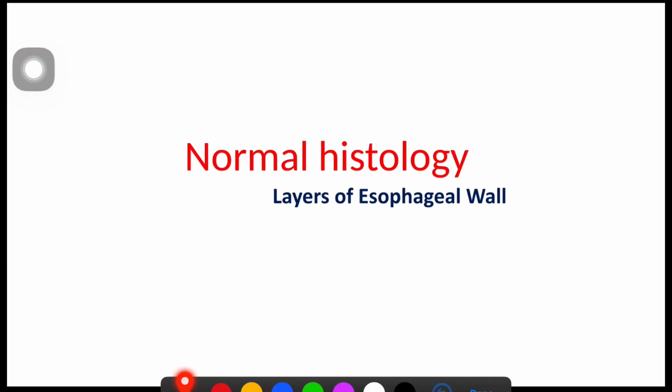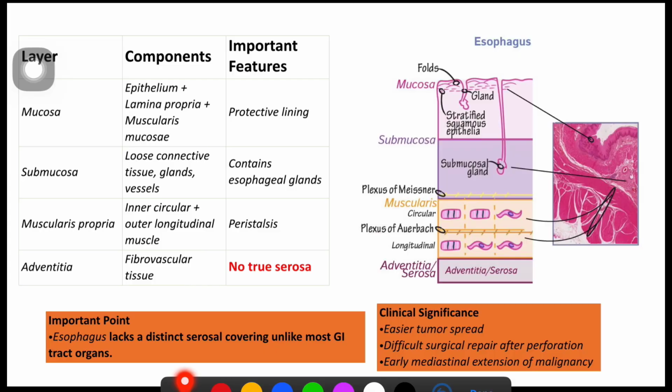Now, let us see the normal histology and the different layers of the esophageal wall. The esophagus shows mucosa, submucosa, muscularis propria and adventitia. Now, mucosa consists of epithelium. Beneath the epithelium there is lamina propria and beneath this muscularis mucosae. So, epithelium, lamina propria and muscularis mucosae, and it has a protective lining function.